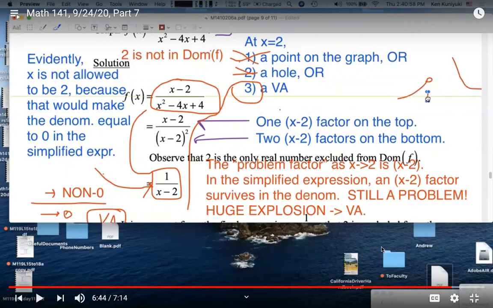It's because the problem factor, x minus 2, survives in the bottom, in the denominator, after you do your simplification. So x equals 2 gives us a VA, not a hole. Again, when you look at the simplified expression here, as x approaches 2, the bottom approaches 0. Now, if the top is like a 1 or something, if the top is not approaching 0, it can't do anything about the fact that x minus 2 is approaching 0. That's a problem. We get a huge explosion.